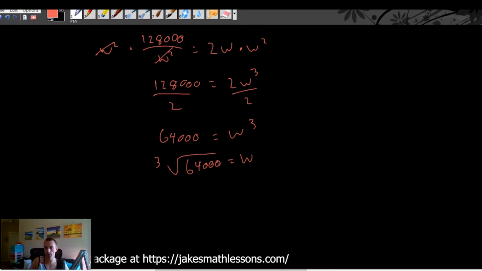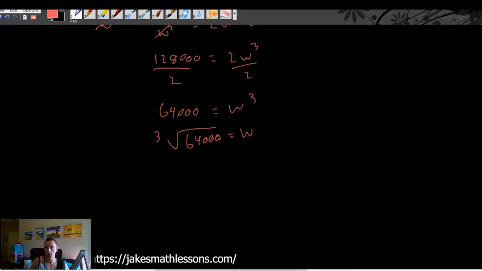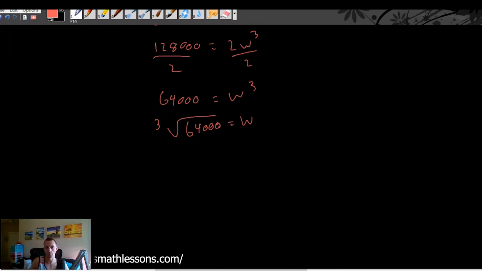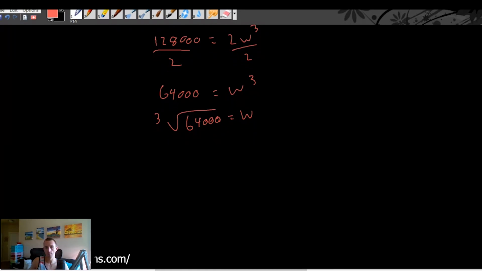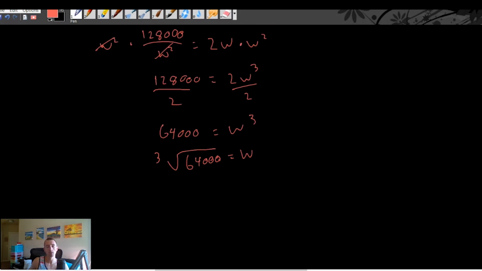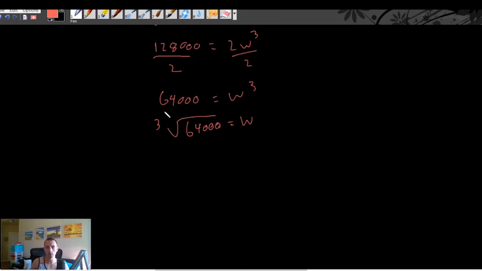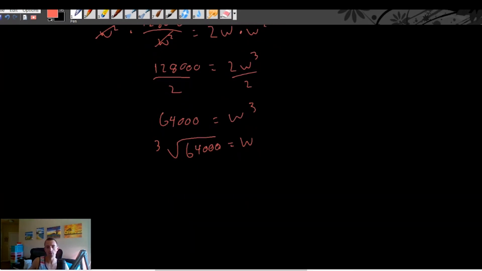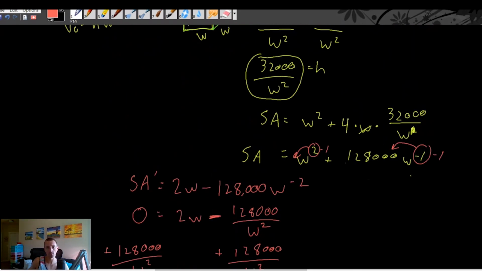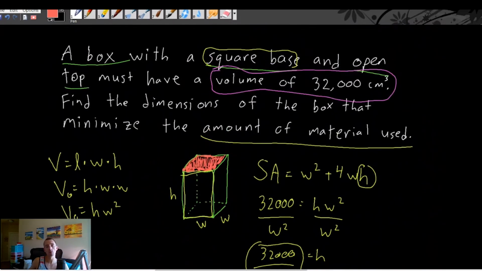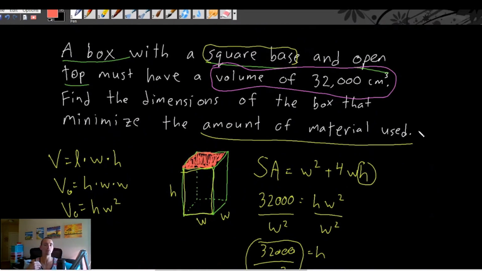However, I believe, no, that might not be a cube number. But anyway, whatever this number ends up being, the cube root of 64,000 is going to be the W that gives us our critical number. Typically what you would want to do from here is confirm that that is an absolute minimum. Based on the context of the problem, that critical number should be an absolute minimum.